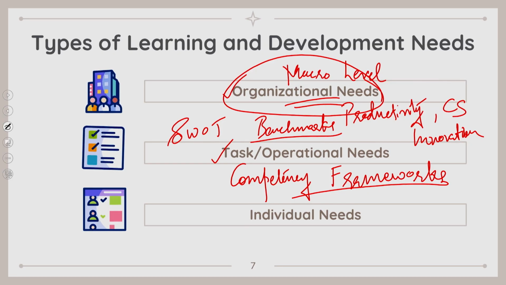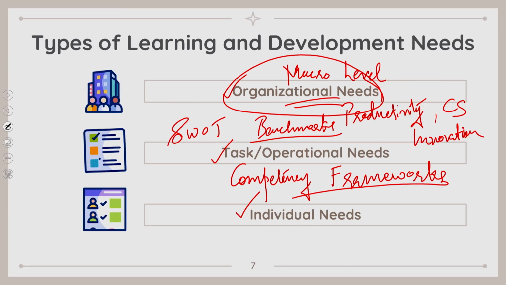And then we finally come to the third and the micro aspect, which is individual needs. These needs, if you ask me, typically focus on personal development areas identified through performance reviews, self-assessments, or even career aspirations. So, they are concerned with enhancing an individual's capabilities to improve job performance or prepare for future roles. An example could be an employee who may seek leadership training to prepare for a managerial position, or a team member who may need coaching to improve time management skills.